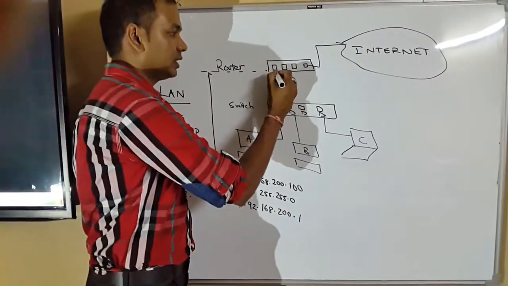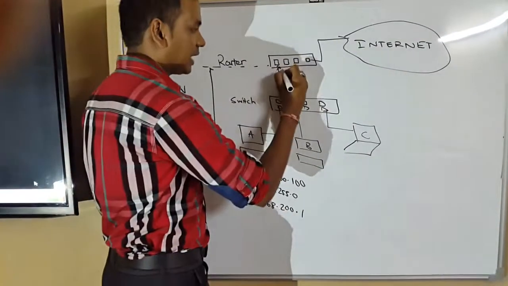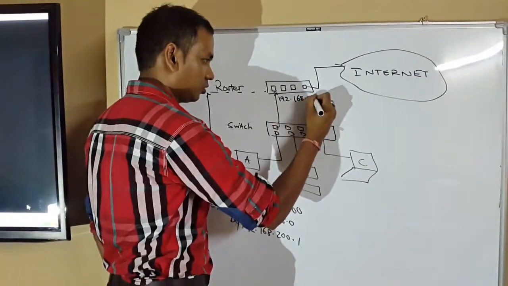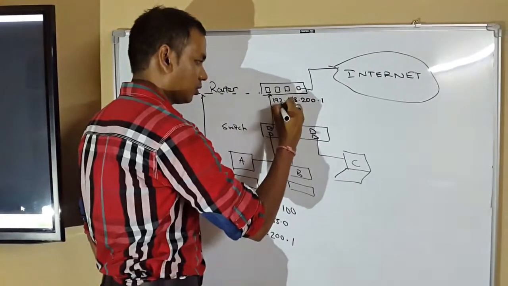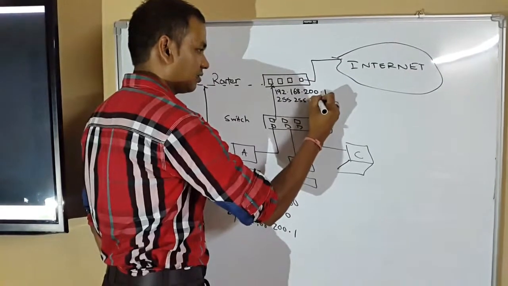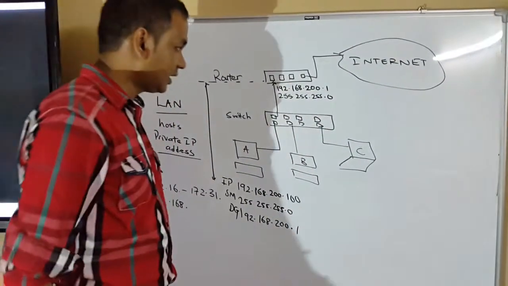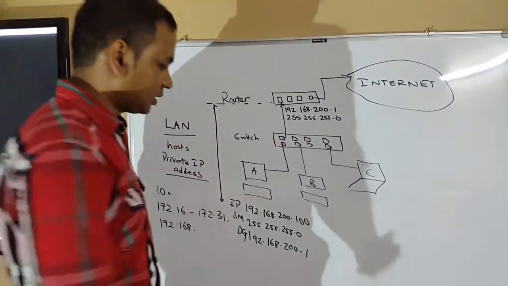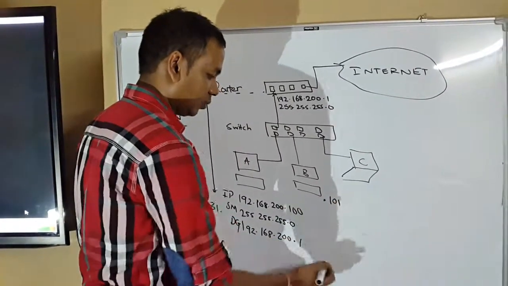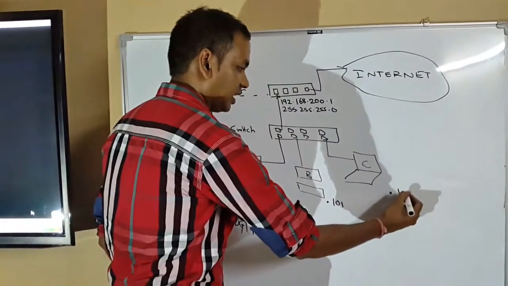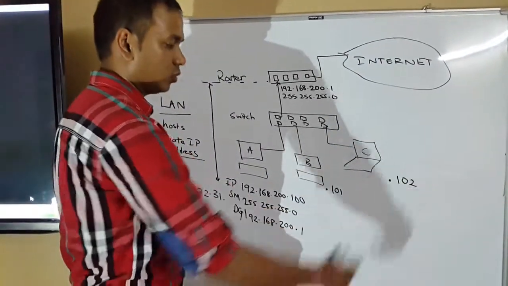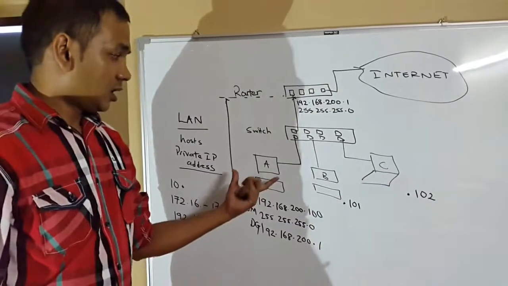Where's the default gateway? Here it is. That IP address is 192.168.200.1, and the subnet mask is 255.255.255.0. Okay? For example, this is .100, host B has .101, host C has .102. The subnet mask will be the same, the default gateway will be the same.